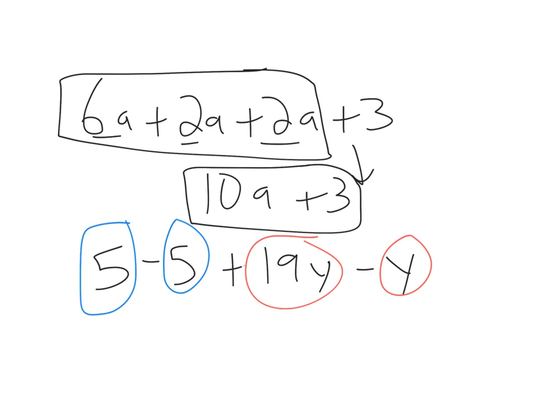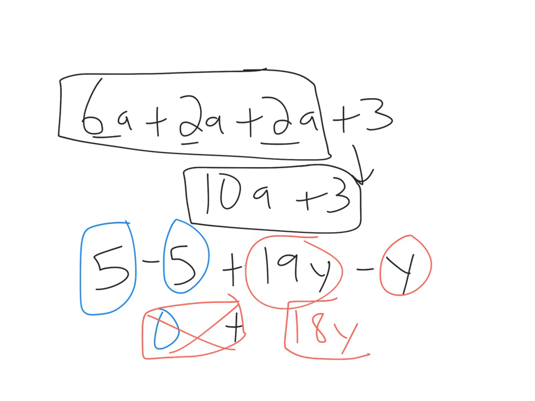So if you do 5 minus 5, we all know that that's 0, so I'm just going to write that down here, okay? So we have 0 plus, and then if I have 19y and I take away 1y, I would have 18y, okay? Now, do we really need this 0 plus here? No, it has no value, so we're just going to take that away, okay? So your answer for a problem like this would just be 18y, all right? I hope this is helpful for you.